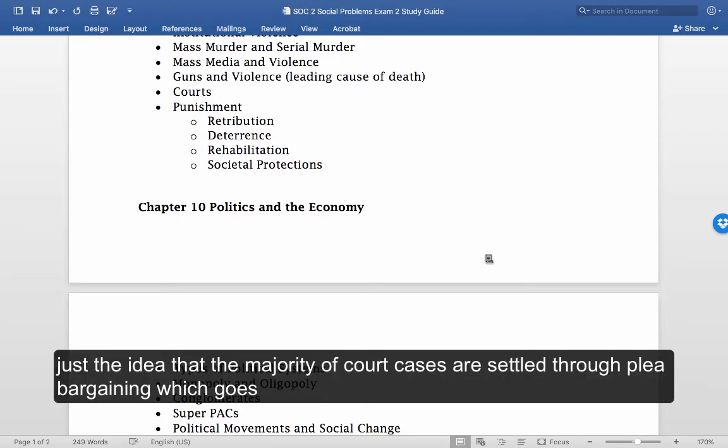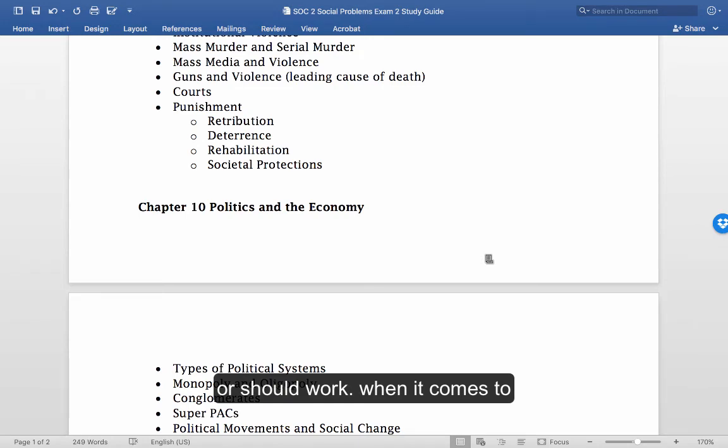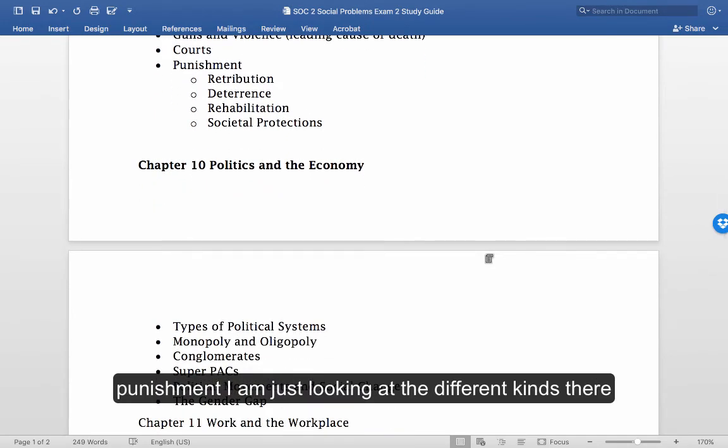Courts, just the idea that the majority of court cases are settled through plea bargaining, which goes against our kind of scripts about how the criminal justice system does work or should work. When it comes to punishment, I'm just looking at the different kinds there.